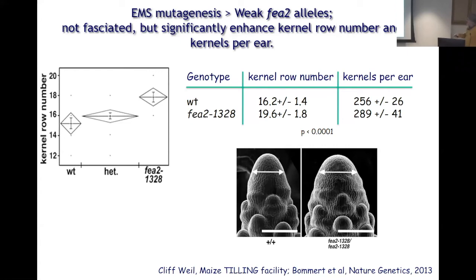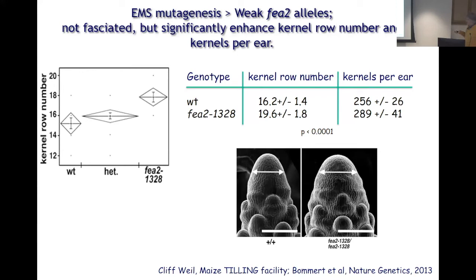I wasn't really excited about this. I was really excited about this, which is when we look at these in the scanning EM, we see that indeed these weak alleles of Fea2, the meristems do get a bit bigger, but they're still organized. Still this nice dome shape. They're not fasciated and splitting, right? So I was really happy about this.